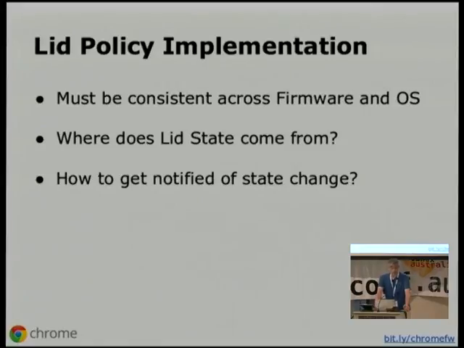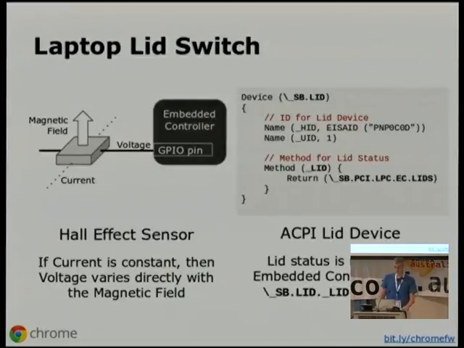But where does that lid state come from? And how do you get notified that the lid state has changed? These are actually connected to the embedded controller. A laptop lid is a pretty simple Hall effect sensor. The voltage output changes based on a magnet that's put next to or removed away from the sensor itself. That voltage is connected to a GPIO pin on the embedded controller. And so when the state changes, the embedded controller can get an interrupt and it can decide how to service it.